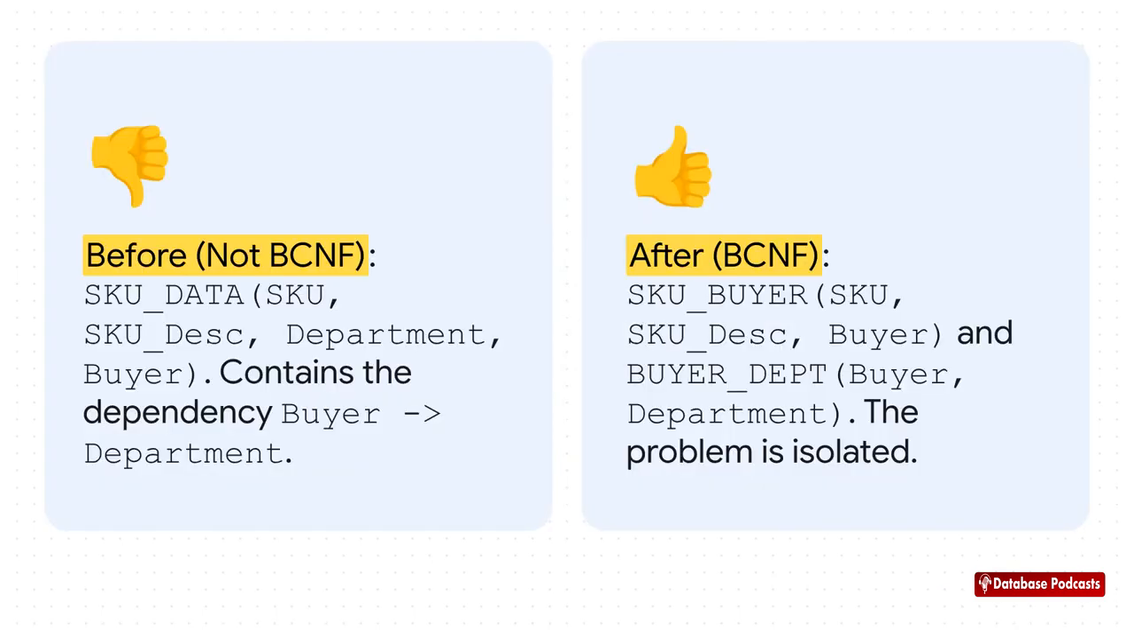So how do we fix it? Well, it's the same move we've been practicing. We decompose. We pull that problematic dependency out and create a new buyer department table just for it. The original table then links to it using the buyer column. Now, in each of these tables, every determinant is a candidate key. Both tables are in BCNF, and those sneaky, hidden anomalies are finally gone for good.